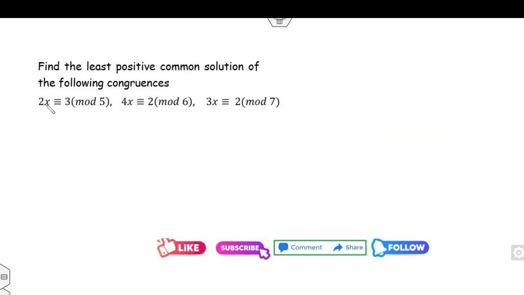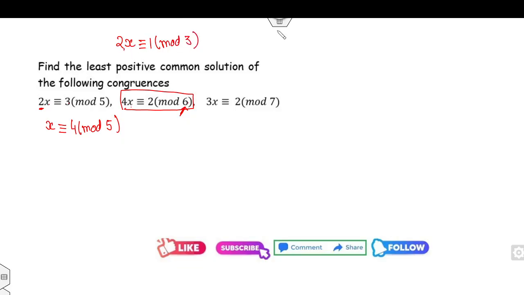Look at this one. Now you can see it is not a 1. So how can you make them 1? It is multiplied by 3. Then it will be 3 times 3, 9, which is 4 modulo 5. It is not a prime number. Fine, I can break it into 2 and 3. But you can see that it is wholly divisible by 2. So then it will be 2x is congruent to 1 mod 3.